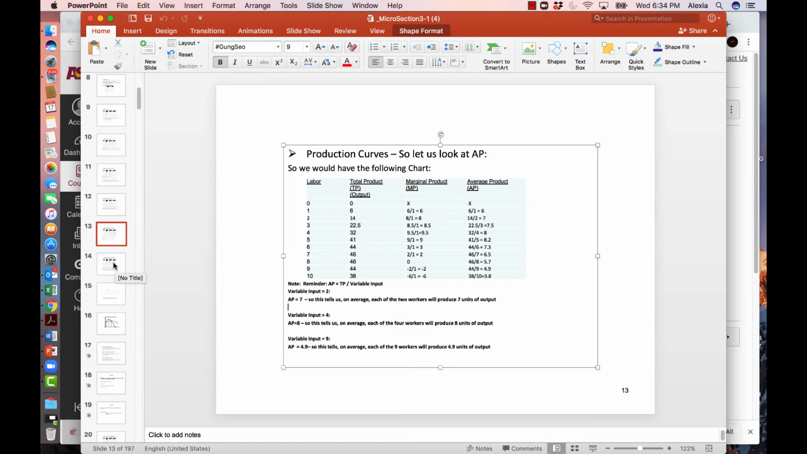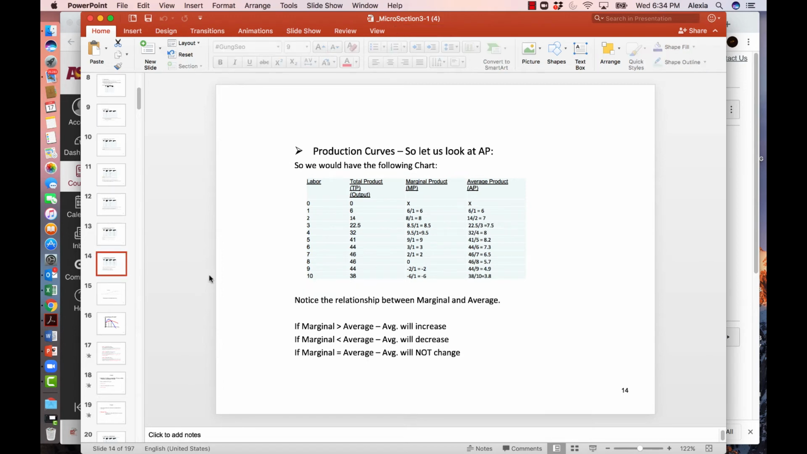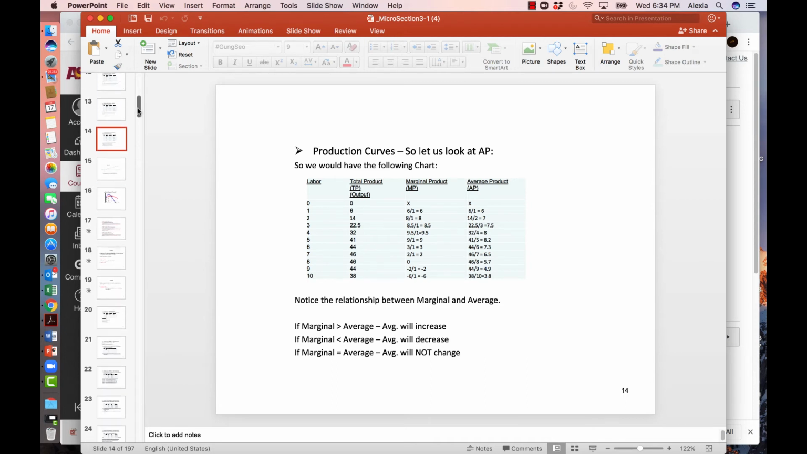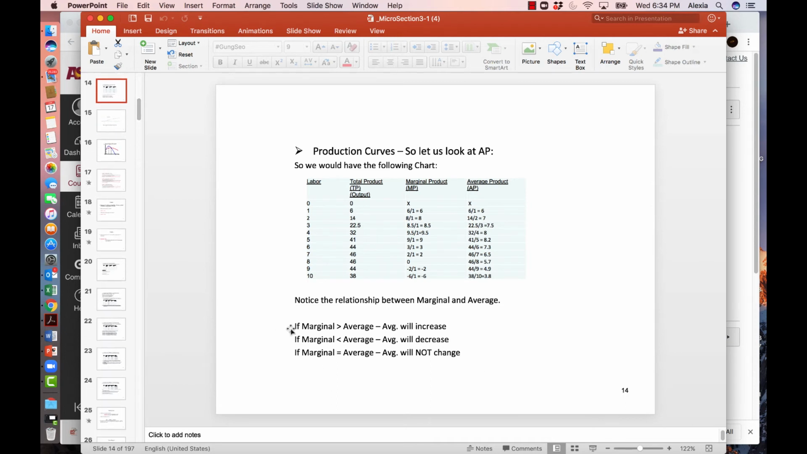So there is a relationship that exists between marginal and average. The general rule, you want to learn this right here, is that when your marginal, or your extra, is a bigger number than your average, it's going to pull your average up.